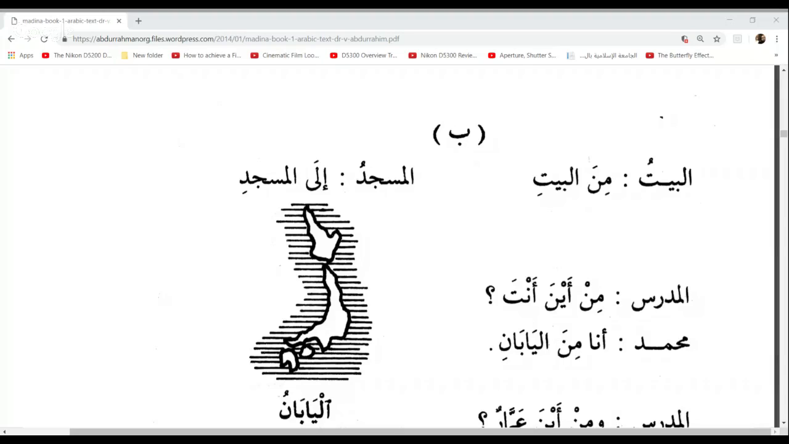Welcome to another lesson of Madina Book 1. Today we'll be continuing lesson 4 on page 24. However, before we start, I'd just like to quickly recap. We took in the first lesson some of the Asma'ul Ishara.